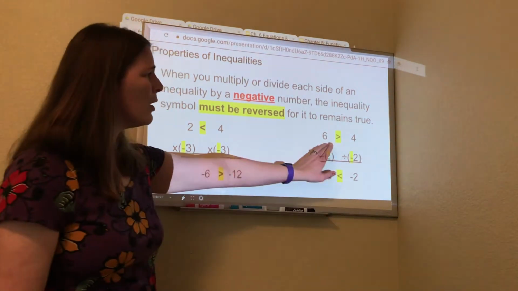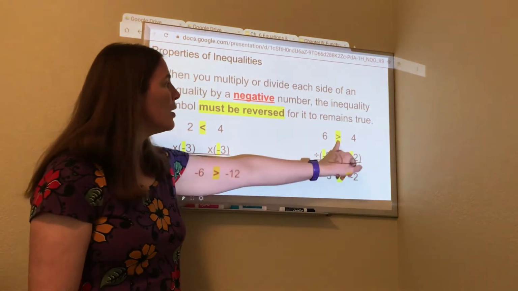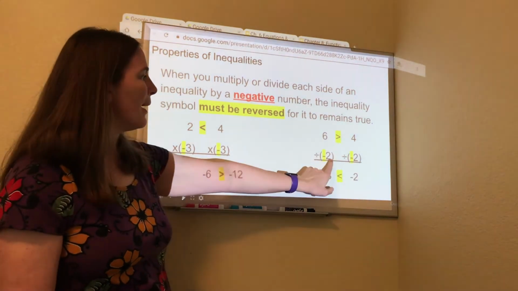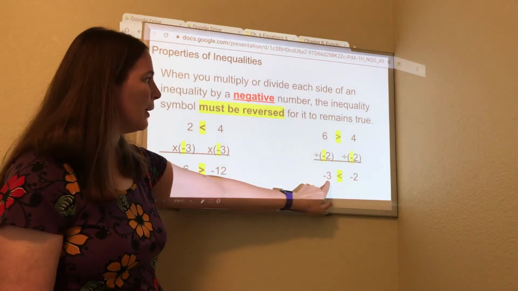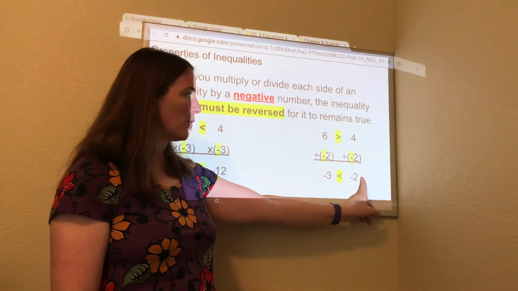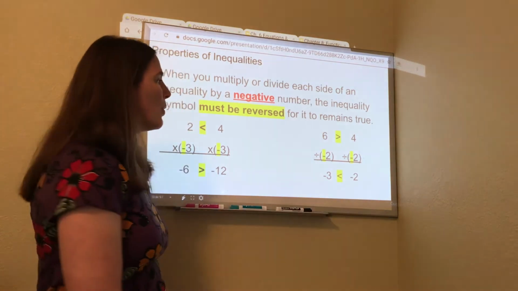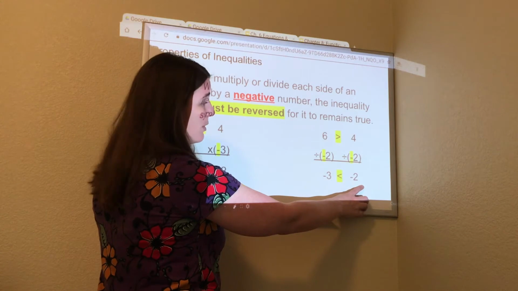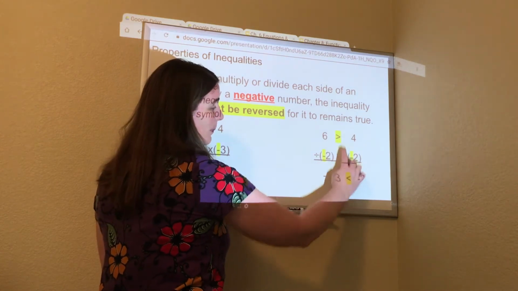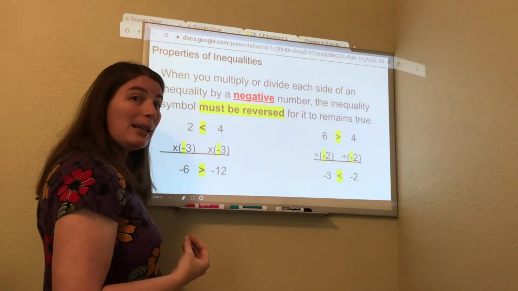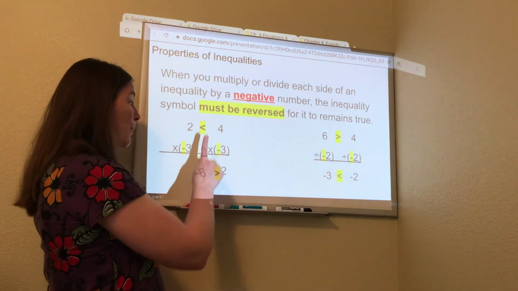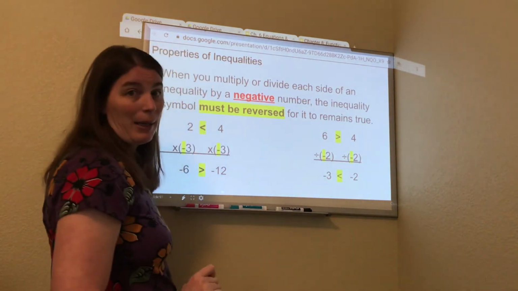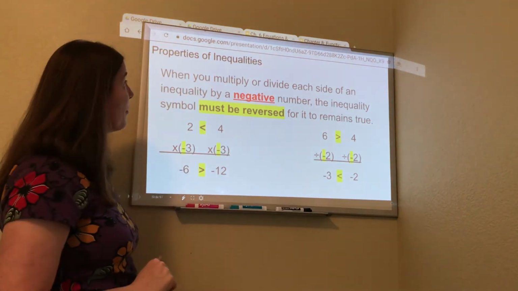Let's go on to this one, which is division, okay? So I have 6 is greater than 4. That's a true statement. If I divide by a -2, I get -3. If I divide 4 by a -2, I get -2. So in this case, -3 is less than -2. So that means I have to flip the sign when I'm dividing by a -2. So you flip the sign when you are multiplying by a negative, and you flip the sign when you are dividing by a negative. So let's get started and look at our problem.